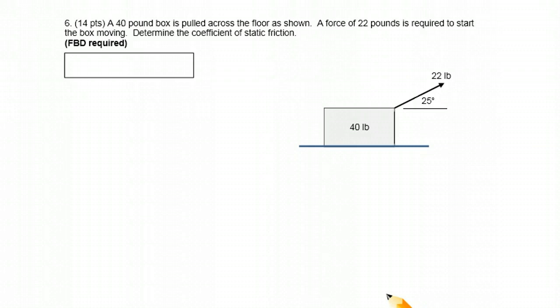A 40-pound box is pulled across the floor as shown. 22 pounds are required to start the box moving. Determine the coefficient of static friction. A free body diagram is required. Wow, we've looked at lots of these.